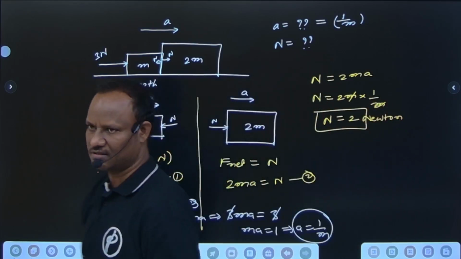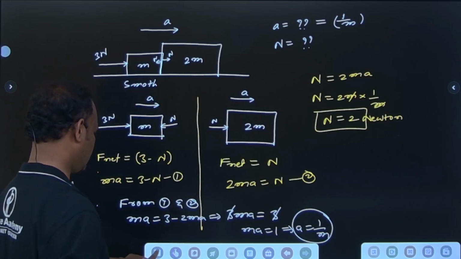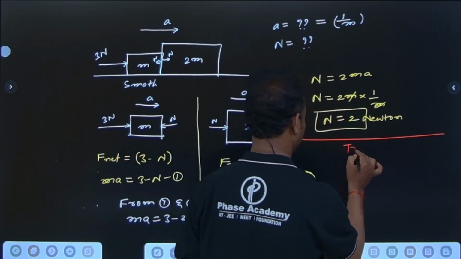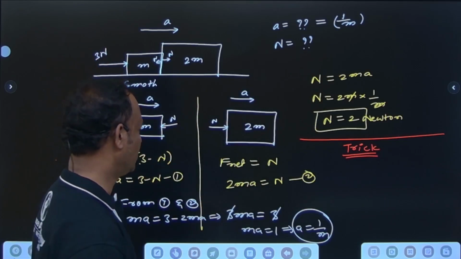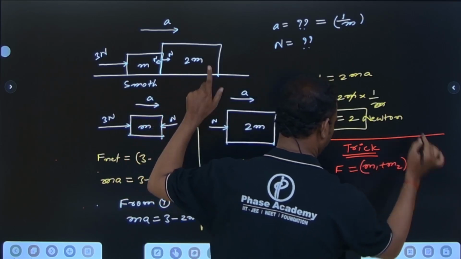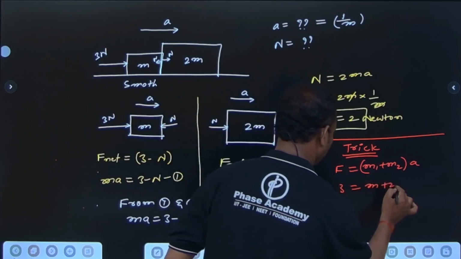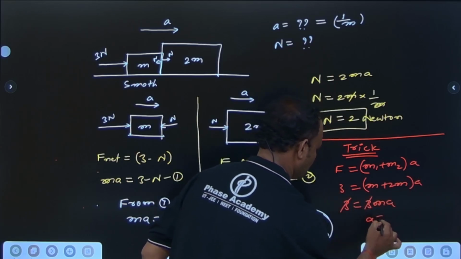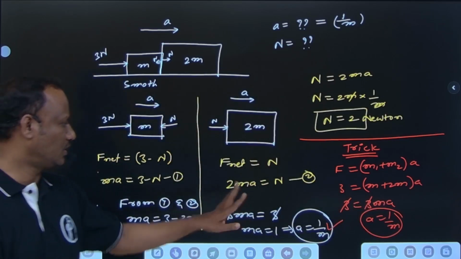This I got from the free body diagram. Now we need to follow a trick for problem solving. So what trick do I need to follow for this? Very important, it's a trick. The trick is what? What force is acting on the system? It's a 3 Newton force. F is equal to (m1 plus m2) into a. F is 3, m1 is m, m2 is 2m, into a. So 3 is equal to 3ma. 3 cancels. a is equal to 1 by m. Thus we got it.